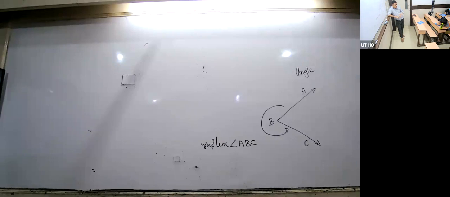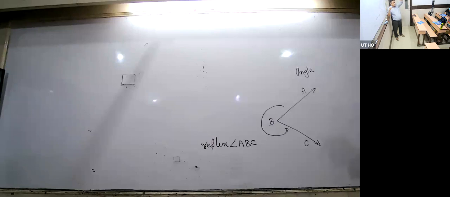Not possible. Complementary angles should always be less than 90. Understood? Now, what do you mean by supplementary angle? The sum of two angles is equal to 180 degrees. Clear? Complementary means the sum is 90 degrees, and supplementary means the sum is equal to 180, for any two angles.